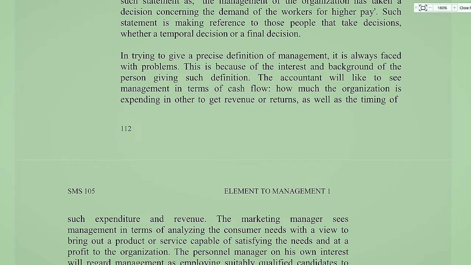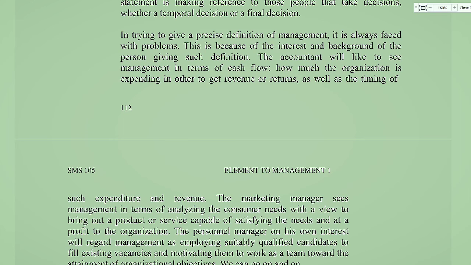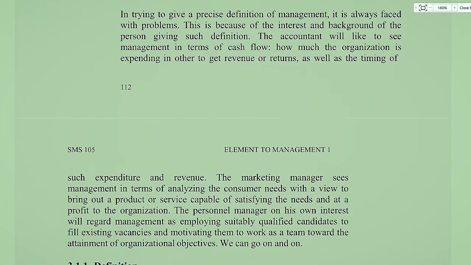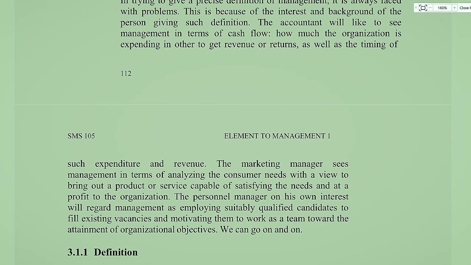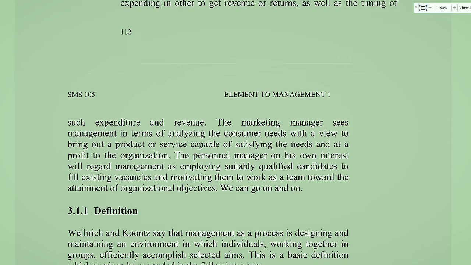In trying to give a precise definition of management, one is always faced with problems. This is because of the interest and background of the person giving such definition. The accountant will like to see management in terms of cash flow, how much the organization is spending in order to get revenue or return, as well as the timing of each expenditure and revenue.